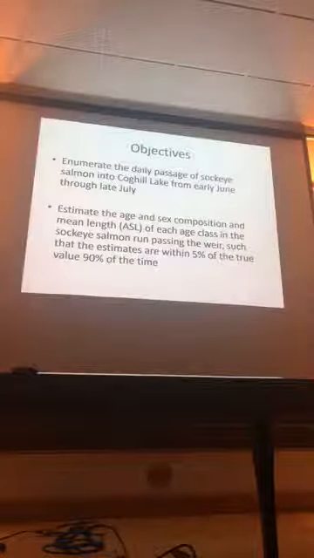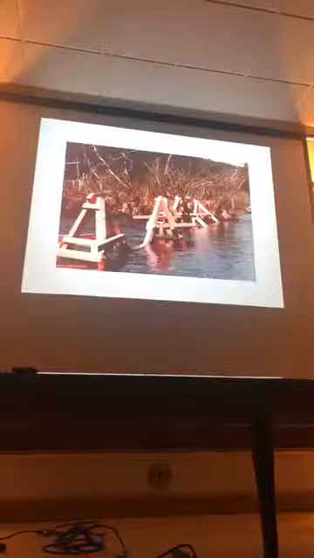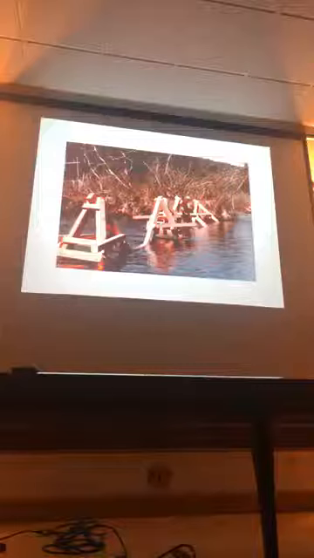With the Coghill Weir project, we have two main objectives. The first is to enumerate passage, and the second is to estimate age, sex, and length of each age class. A variety of methods have been used to reach these objectives. First, a counting tower and partial weir was used from 1961 to 1974. Following that, a picket weir was implemented. And these photos show some of the early versions of the picket weirs in Coghill River.